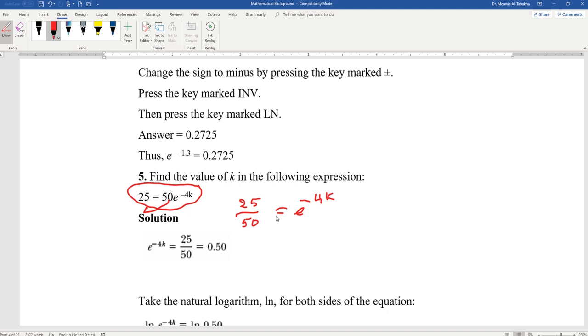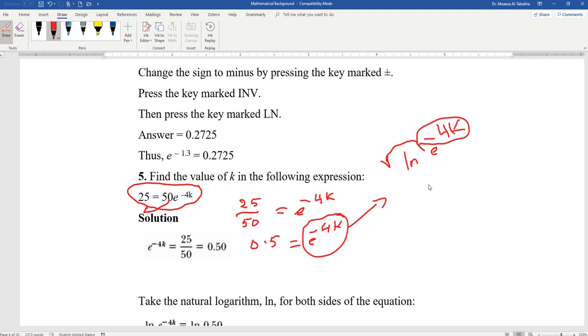Clear? Of course 25 divided by 50 is half, 1 by 2. Okay, it's half. So half will be equal to e to the power of minus 4k. See, if I take ln this side, what will happen to this one? ln of e to the power of minus 4k. What happens? The minus 4k comes down, and ln e is 1, so what we will have is minus 4k when I took the ln of this side. So I have to take the ln of this side, which will be equal to minus 0.693.